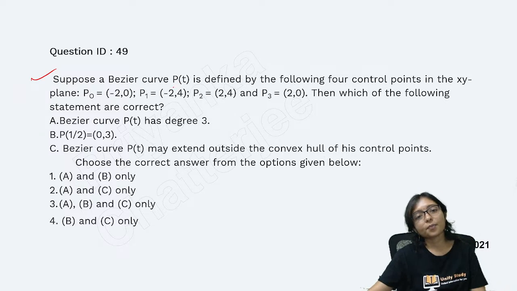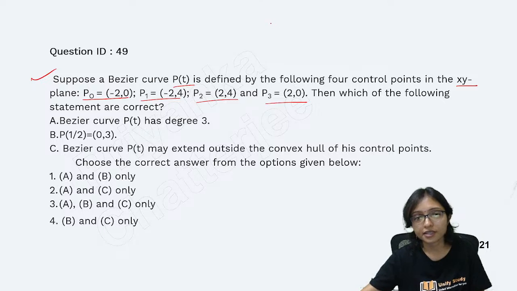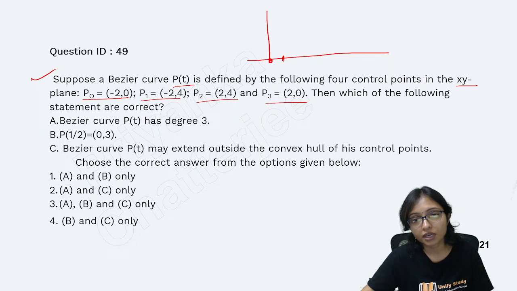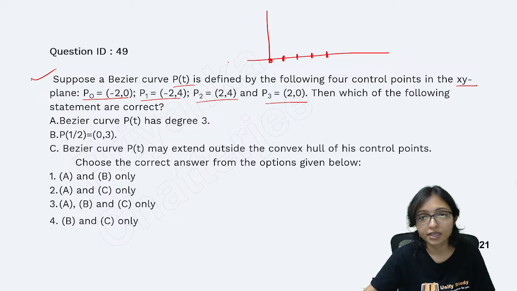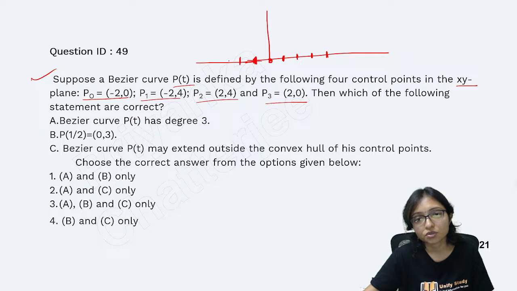Suppose a Bezier curve P(t) is defined by the following four control points in the XY plane, that is P0, P1, P2 and P3 are given here. These are the points. How can I draw this? Let's see. For graphics, drawing is very important. If you draw it correctly, then your answer will also be correct. Through drawing only you can solve the question.